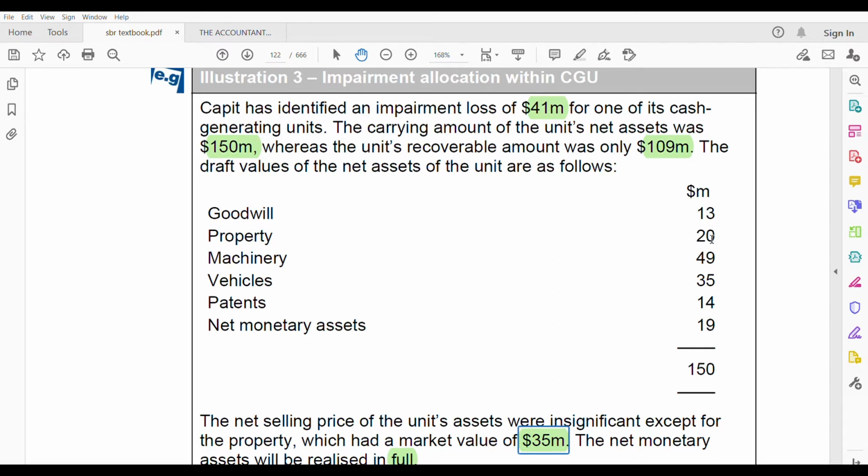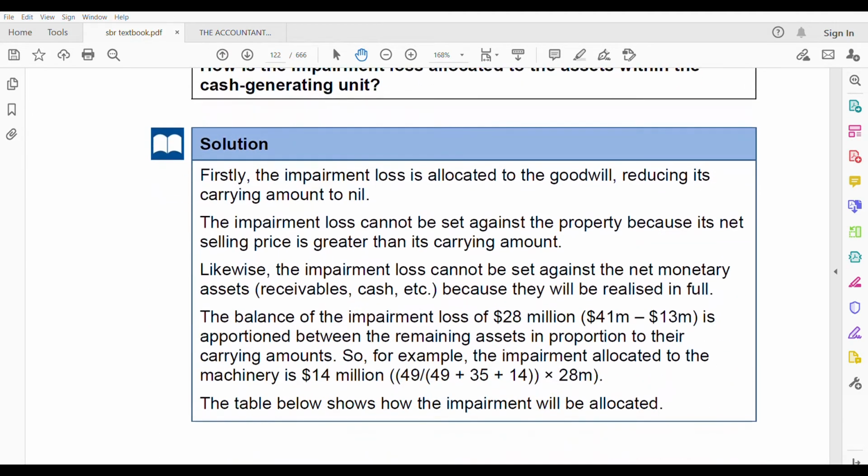Now let us go to the machinery. Machinery 49, vehicles 35, patents 14, and net monetary assets 19. Likewise, the impairment loss cannot be set against the net monetary assets either. Why? Net monetary assets means your receivables or cash. It's like your current assets. Because they will be realized in full, so when they are realized in full, you cannot recover any impairment.